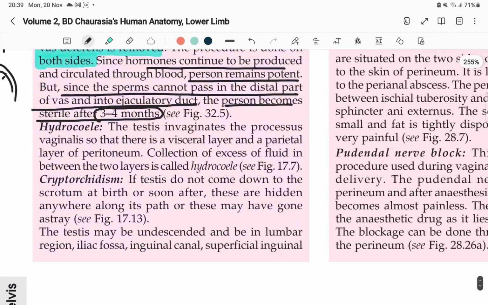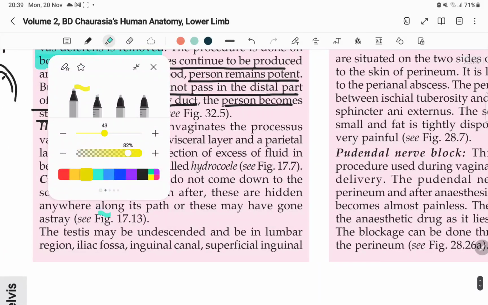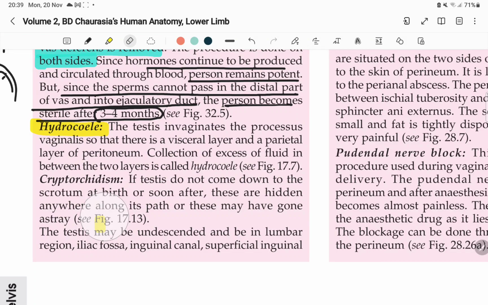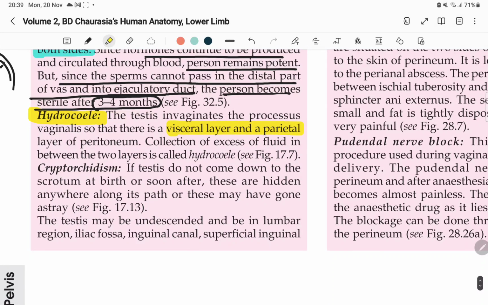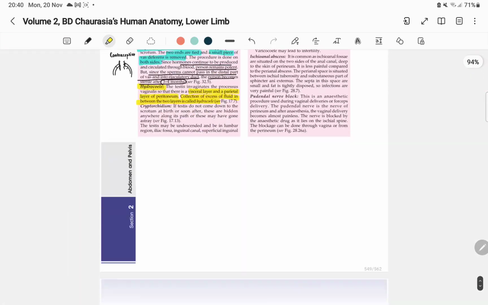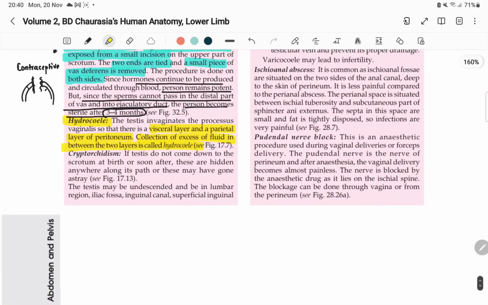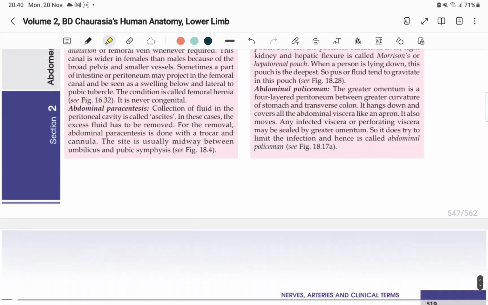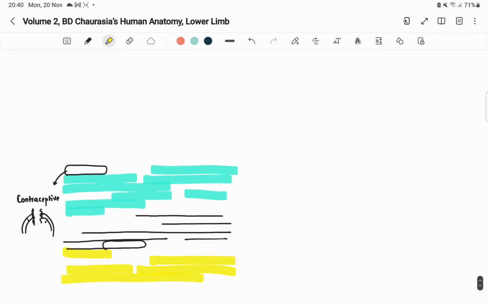What is hydrocele? We talked about hydrocele. Remember, the testis invaginates the processus vaginalis, so there is a visceral layer and a parietal layer of peritoneum. Due to collection of excess fluid between the two layers, the hydrocele is formed.